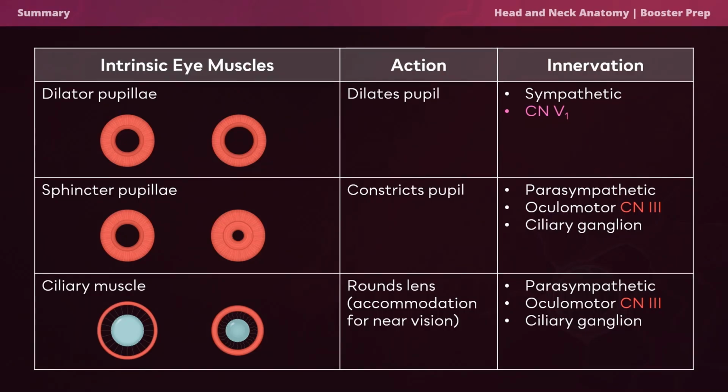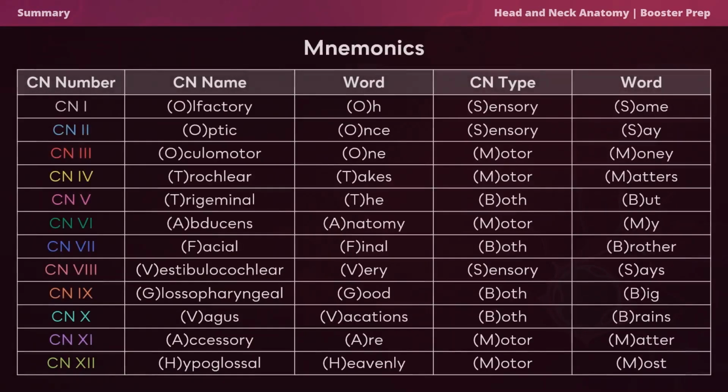And then I have one last chart for you, which is an overview of the taste and somatic sensation innervation of the tongue summarized in one figure. And we got some mnemonics here too. So the 12 cranial nerves: olfactory, optic, oculomotor, trochlear, trigeminal, abducens, facial, vestibulocochlear, glossopharyngeal, vagus, accessory, and hypoglossal. So the words are, oh, once one takes the anatomy final, very good vacations are heavenly, which sounds Shakespearean but may be helpful to remember the cranial nerve names.